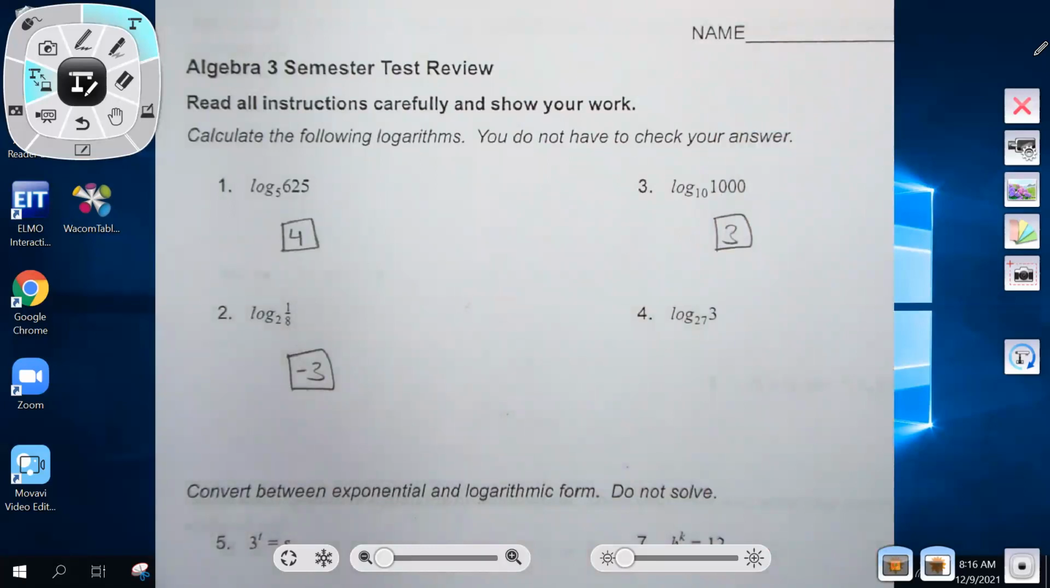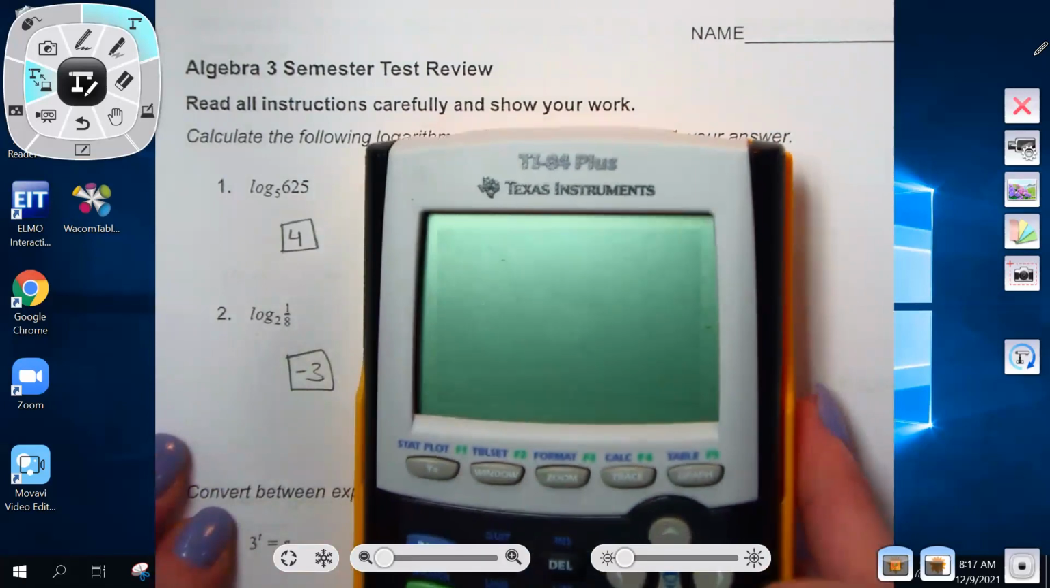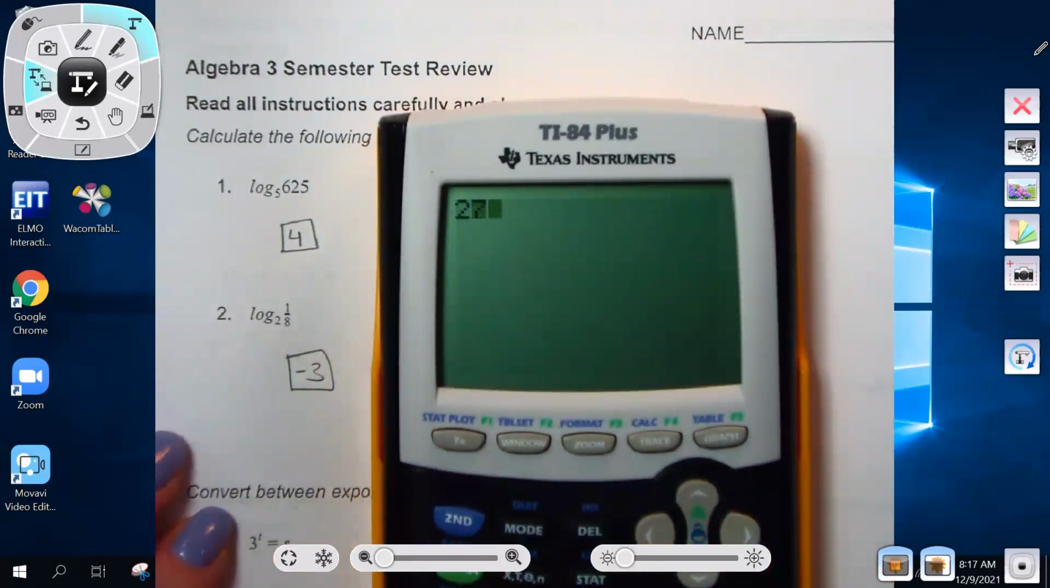And number 4, log base 27 of 3. So this time it's asking 27 to what power equals 3. When you raise a whole number to a power and you end up with a smaller whole number, that means your exponent should be a fraction. So starting with 27, I'm going to raise it to the 1/2 power.